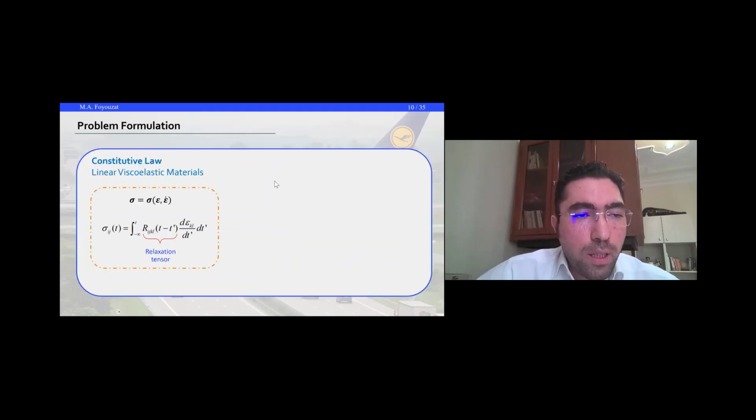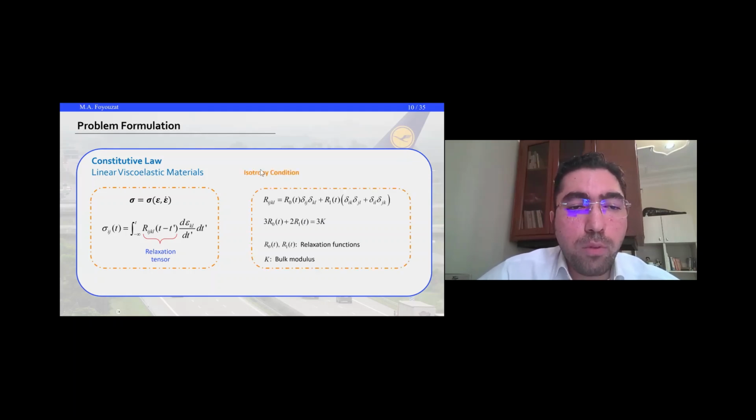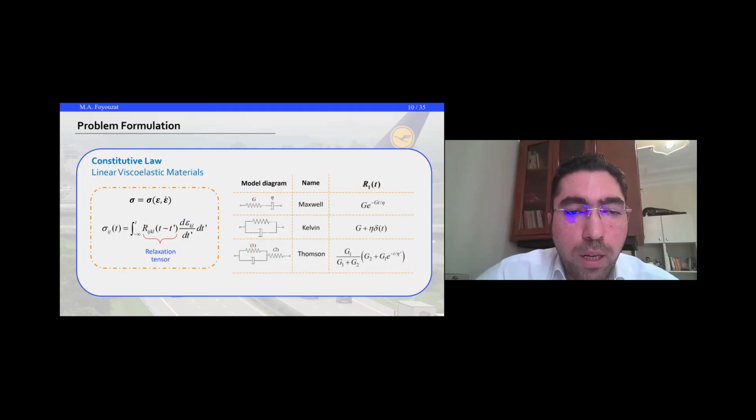Well, the constitutive relation for linear viscoelastic materials considered isotropic can generally be expressed in the form of a convolution or Volterra integral, as shown on this slide, where R sub ijkl is the element of the fourth order relaxation tensor, representing the contribution of the strain rate, and R0 and R1 are relaxation functions. Here, the spring-damper configurations for some common viscoelastic models, such as the Kelvin, Maxwell, and Thomson models, are presented along with the corresponding form of the R1 function for each one.